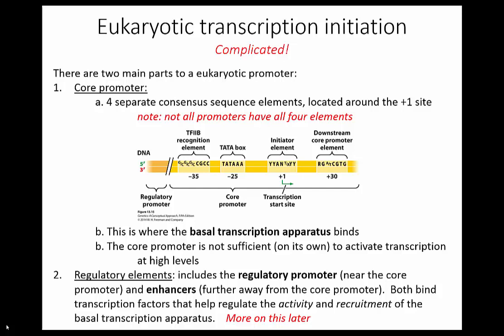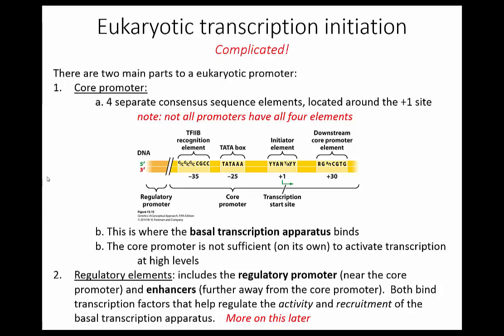So the core promoter is right at the +1 site, and this is the place where RNA polymerase will actually bind. In addition to RNA polymerase, there are a whole bunch of other factors that need to bind to this core promoter, and altogether these are called the basal transcription apparatus. Now, the tricky thing here is that the core promoter all by itself is not sufficient to actually activate transcription at high levels in the cell.